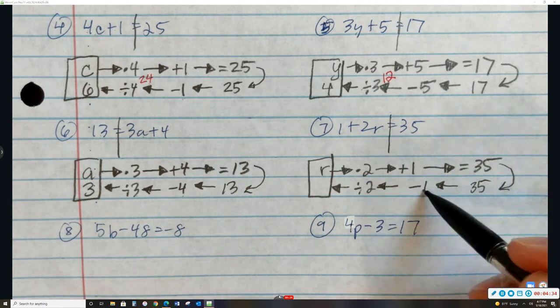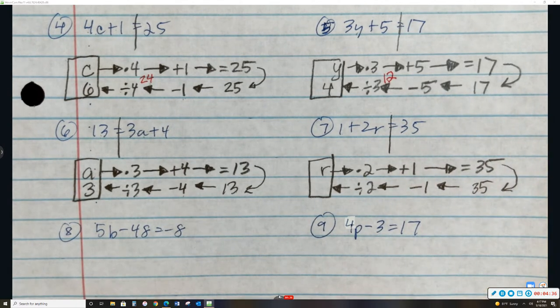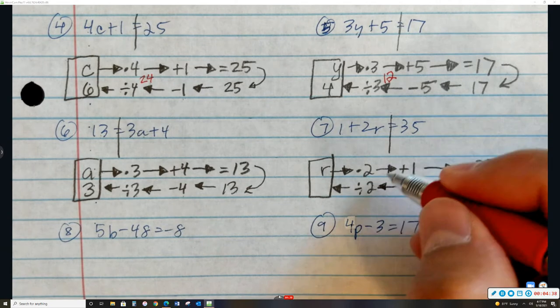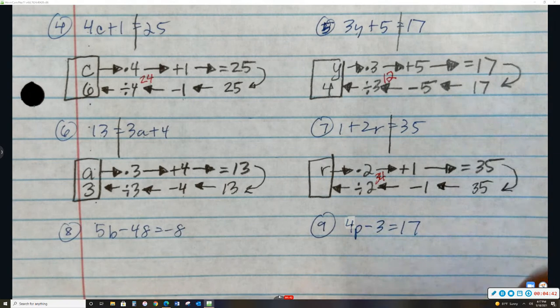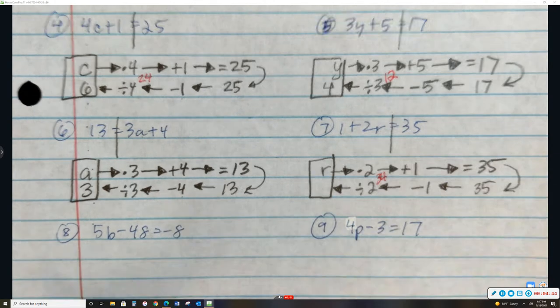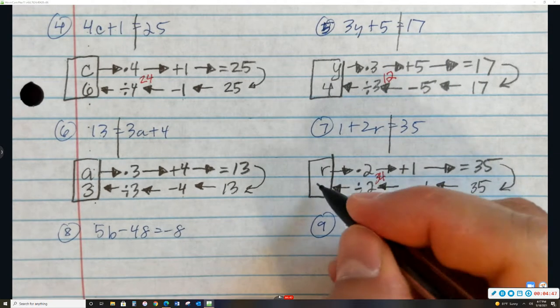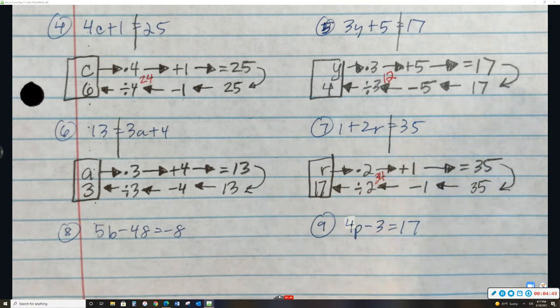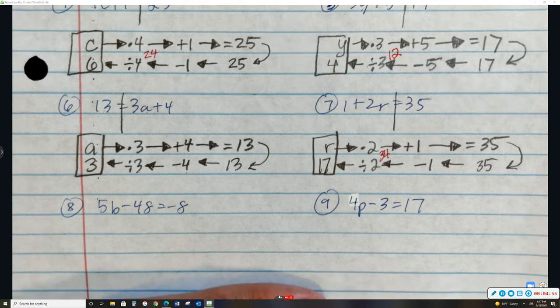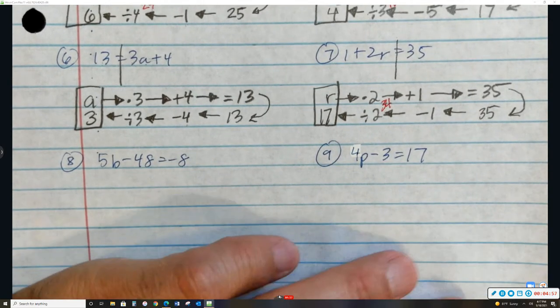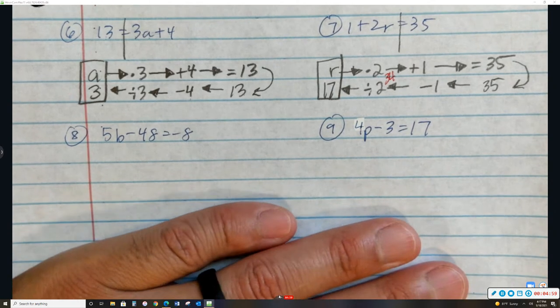So 35 take away 1 is 34. That's kind of a big number, so I'm going to write it down. And then 34 divided by 2, if you're not sure about that, go ahead and take out a calculator and divide that. But we get 17. Okay. If you need to pause this to get 4 or 5, go ahead, but I'm going to move it up so we can see 8 and 9.